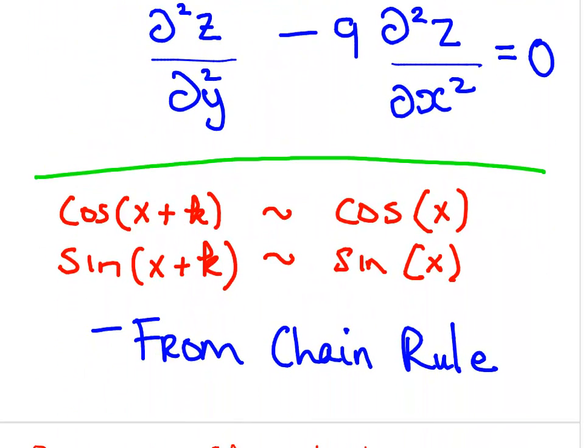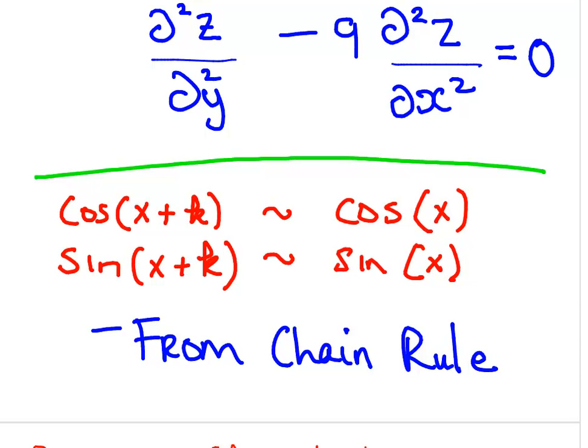We have to differentiate cos of x plus k and sine of x plus k. When k is a constant, you can just treat cos of x plus k as cos of x. Likewise, sine of x plus k, where k is a constant, just treat it as sine of x. This is from the chain rule. Essentially, when we're dealing with one variable, we can treat the other variable as a constant and not worry about it too much. If you're not convinced, you could try to prove it yourself with the chain rule.